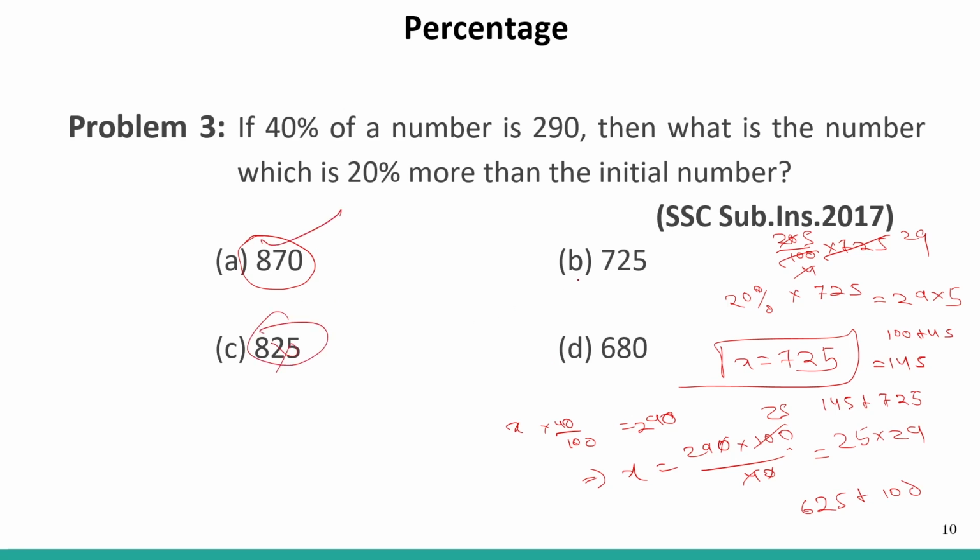These are all wrong answers. Okay, this is the value of x, but we don't want this. We want the value with 20% added to itself. That is actually 870, and 680 is also a wrong answer. So this question has been asked in the SSC Sub Inspector 2017 exam. Okay, so let's see the step-by-step solution.